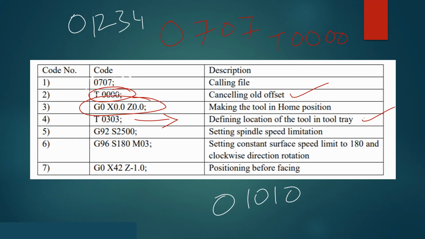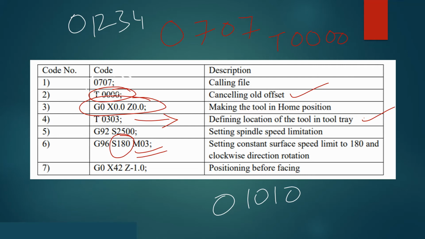G96 for what, sir? G96 S180 M03. This one we have given for the surface speed limit. The surface speed limit we have given is up to 180, and to indicate the surface speed it is given as S180. Sir, what is the meaning of M03? M is for miscellaneous. Here M03 we are using for clockwise direction rotation.